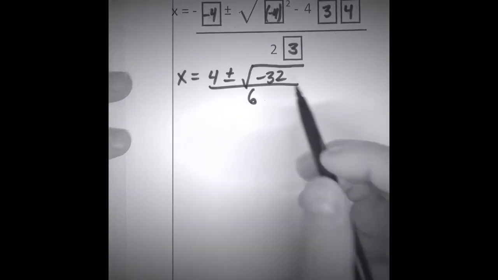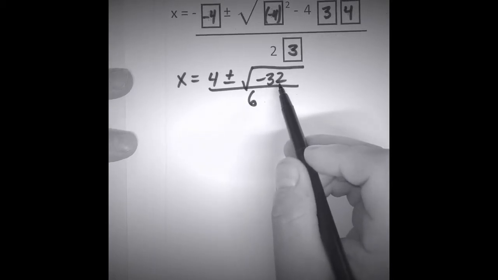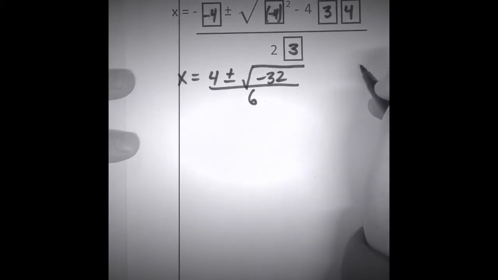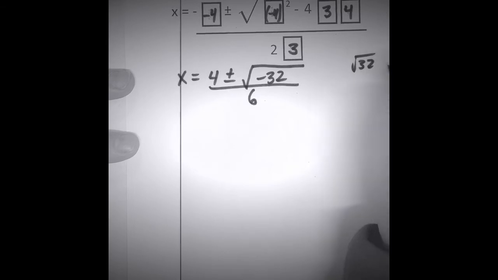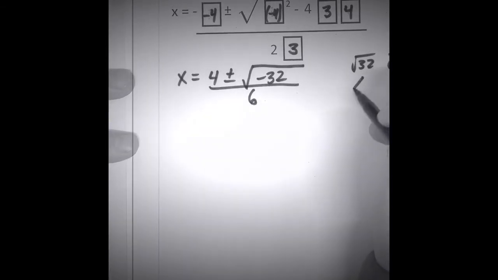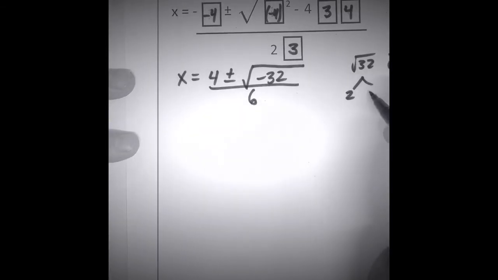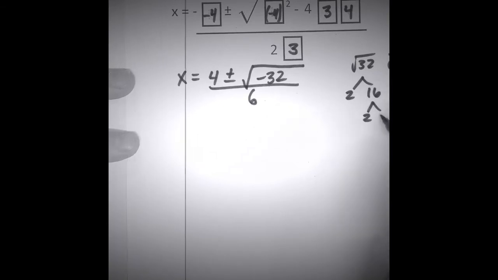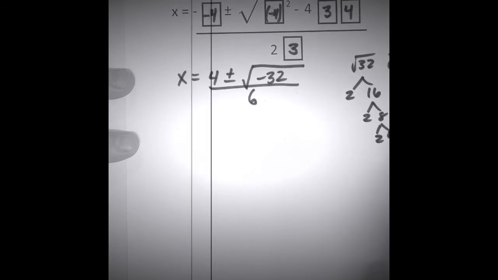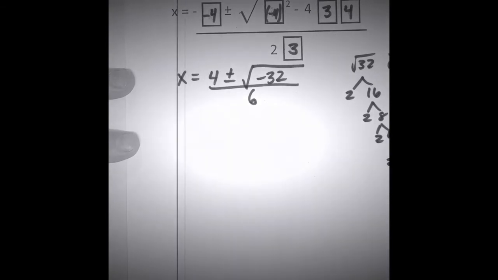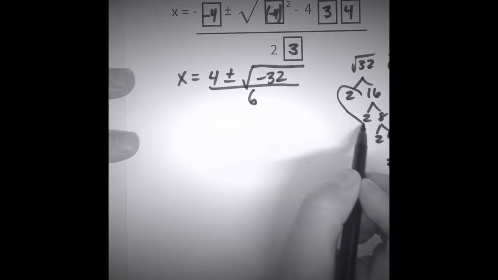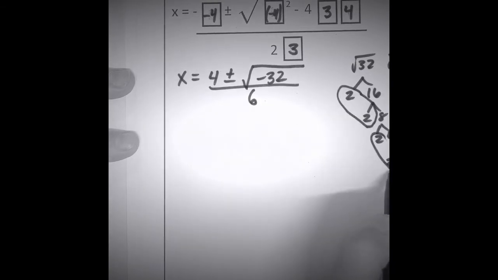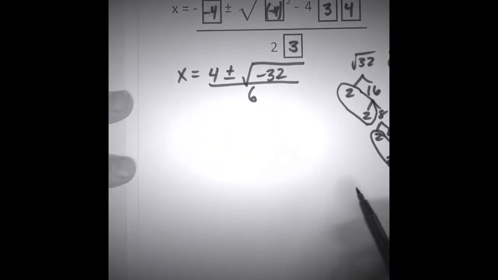In order to continue simplifying this, the square root of negative 32 would be the square root of 32 times i. 32 is 2 times 16. 16 is 2 times 8. 8 is 2 times 4. And 4 is 2 times 2. Every pair of 2's tells me that we have a perfect square and that we can simplify that.